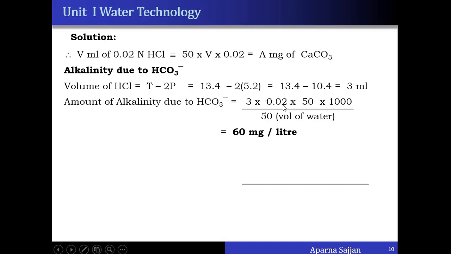So 3 into 0.02 normality into 50 equivalent weight into 1000 upon volume of water. And after solving, we get the answer 60 milligram per liter.